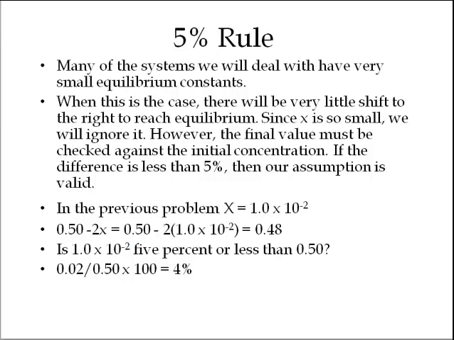So as an example, if you look right down here, here's the math that's involved in our previous problem. When we subtract the x value, which is 1.0 times 10 to the -2nd, from 0.5, we get a value of 0.48 for our starting amount. Well, is that less than 5%? And the answer is yes. If you look at my math here, 0.02 divided by that, times 100, we get 4%.